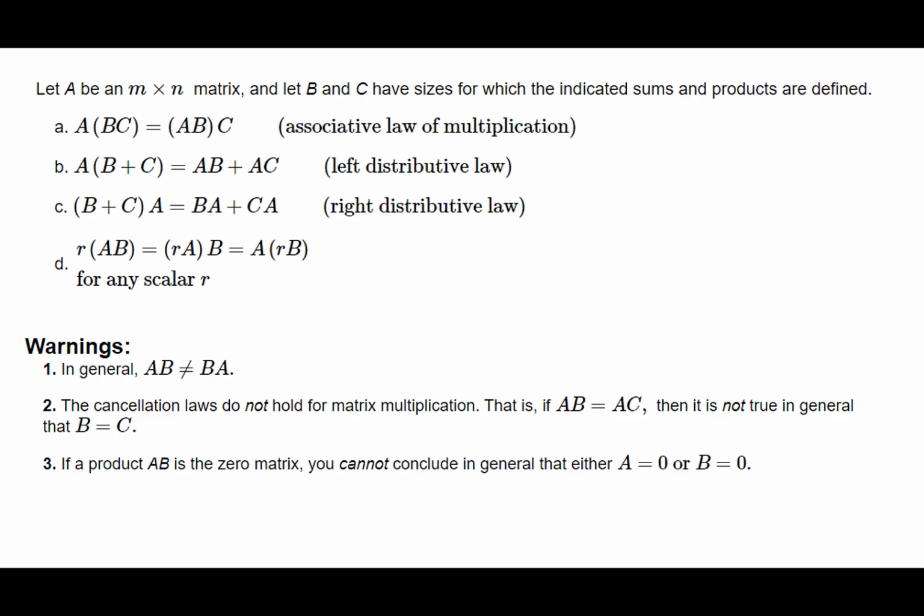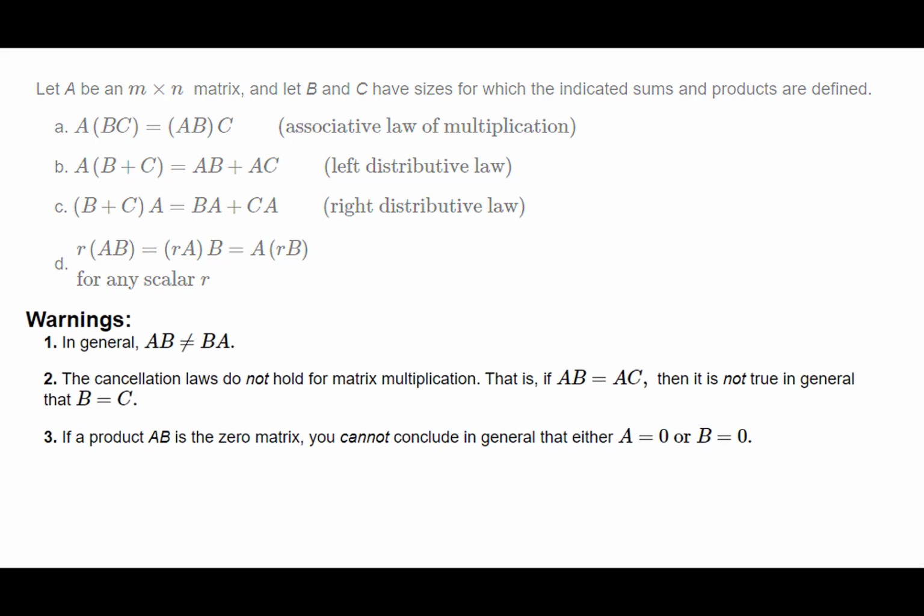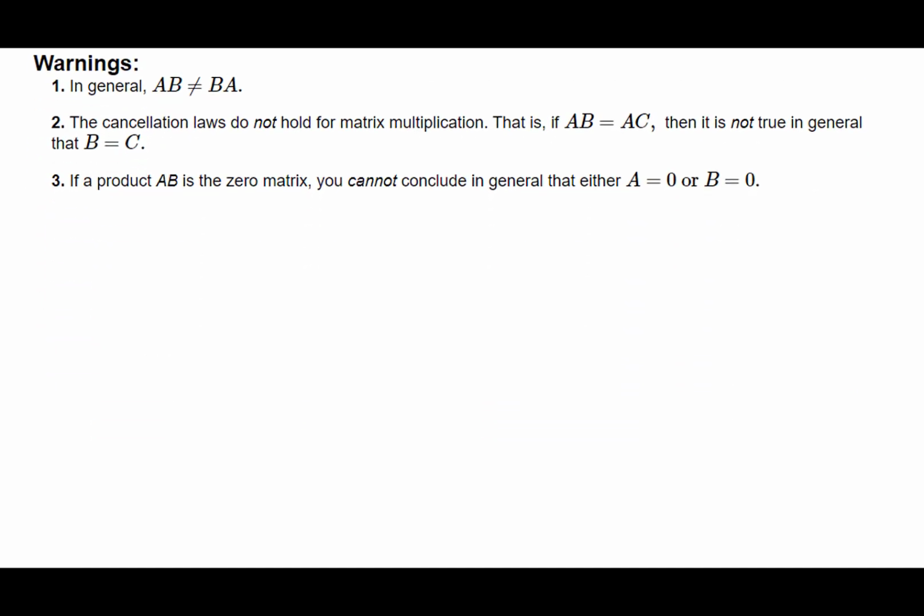And warning number 3, if a product A times B is the zero matrix, you cannot conclude in general that either A is a zero matrix or B is the zero matrix. Right? With regular numbers, if A and B were numbers and A times B equaled 0, you could conclude that either A or B was 0, but not so with matrices. Let me show you an example for each warning.